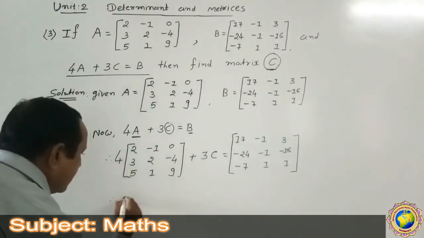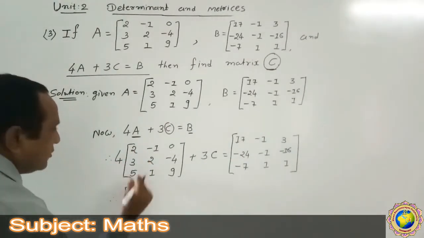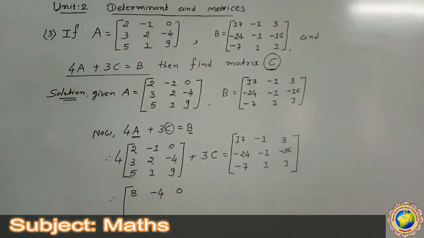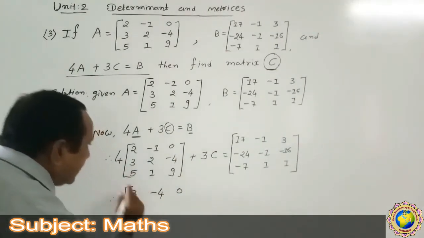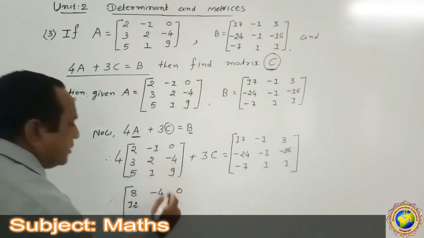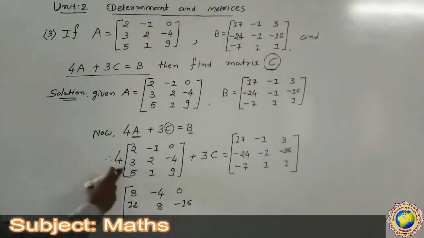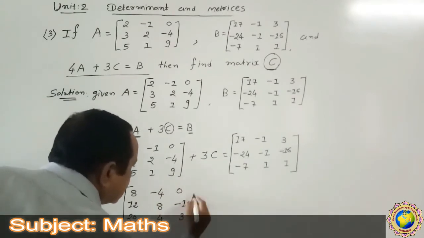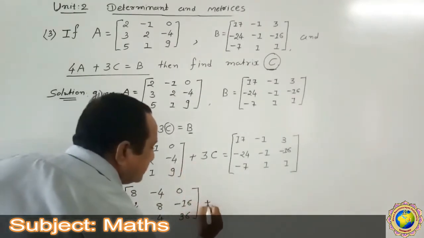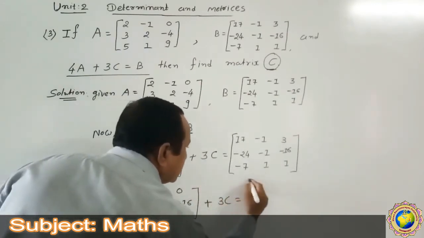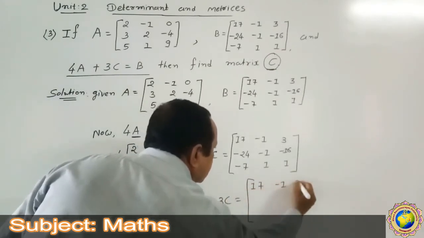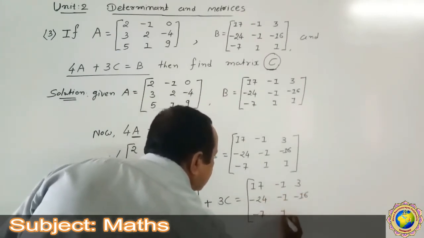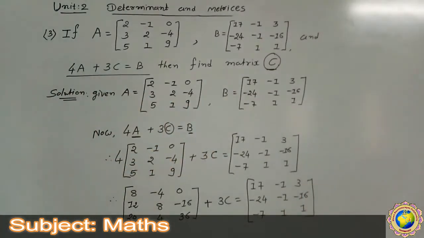Then 4 2's are 8, minus 4 1's are 4. 4 multiplied by 0 is 0. Similarly 4 multiplied by 3 is 12, 4 multiplied by 2 is 8, 4 multiplied by minus 4 is minus 16. 4 multiplied by 5 is 20, 4 1's are 4, 4 9's are 36, plus 3C is equal to 17 minus 1, 3 minus 24, minus 1, minus 16, minus 7, 1 and 1. Clear?